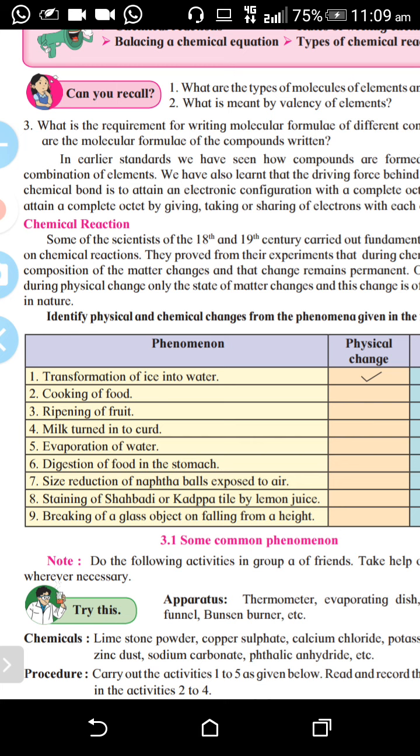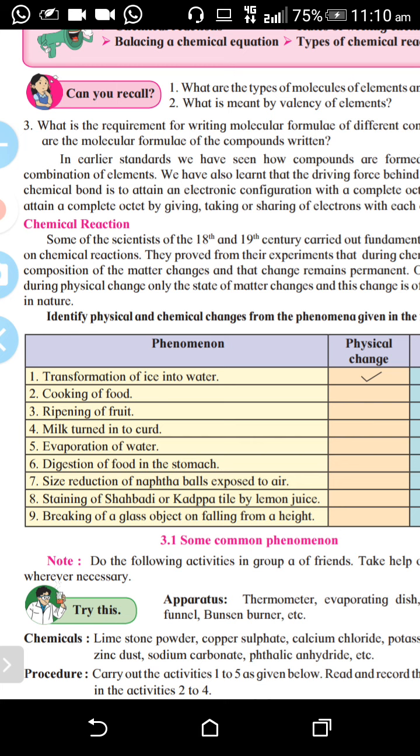The digestion of food is a chemical change. Digestion of food takes place in the stomach, and you don't get the food back. So it is a chemical change. Then there are so many other examples also given. Milk turns into curd. From the curd you are not getting milk back. So that is a chemical change.